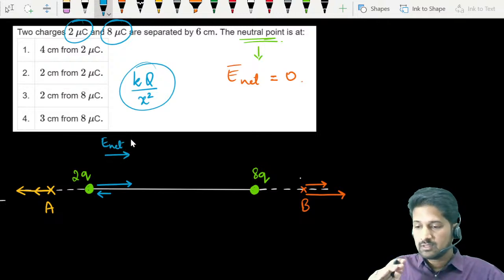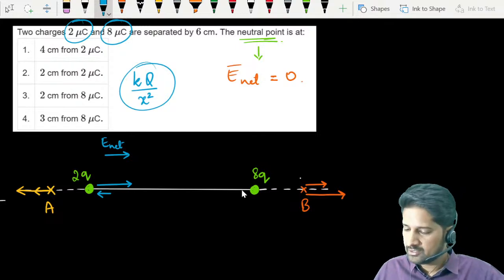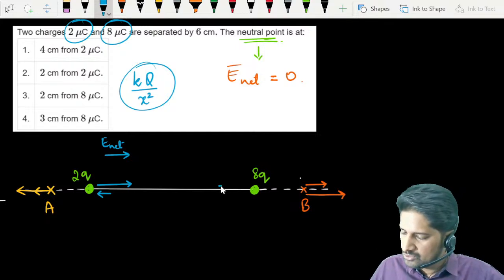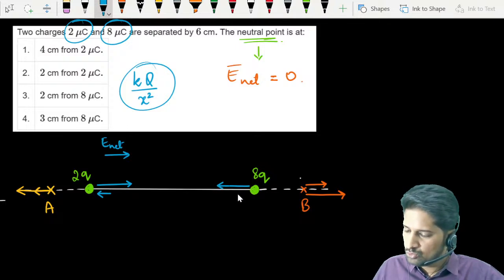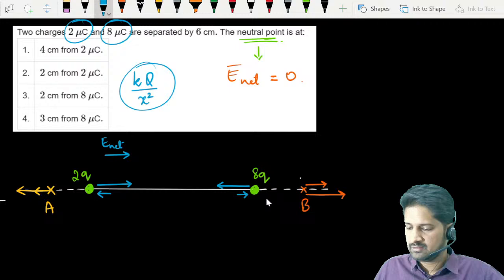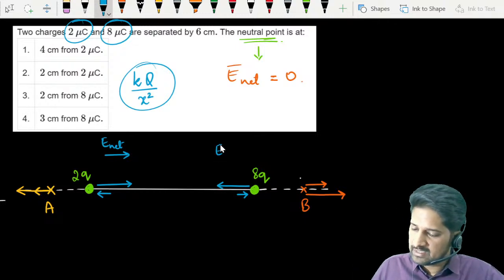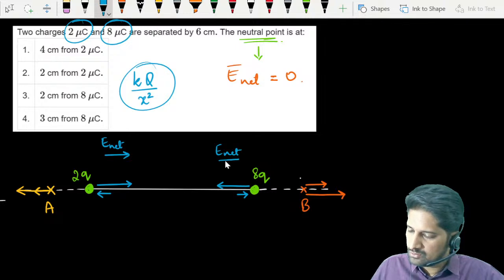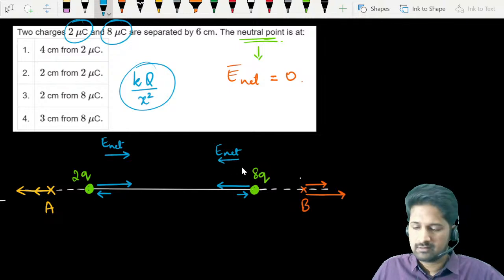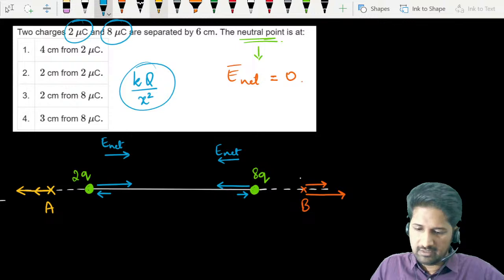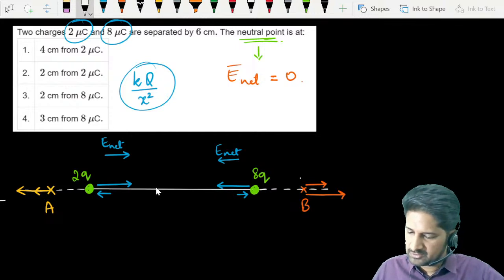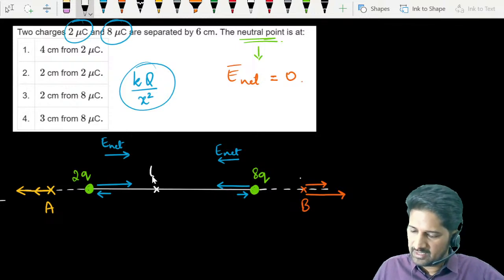Now you move to a point very close to 8q. There, 8q will produce a very strong field because the distance is very less. 2q will produce a weak field because the distance from 2q is more. So the net field there, close to 8q, will be to the left. But somewhere between them, along the line joining them, there will definitely be a point where the net field is 0.